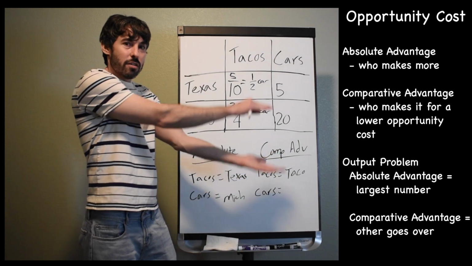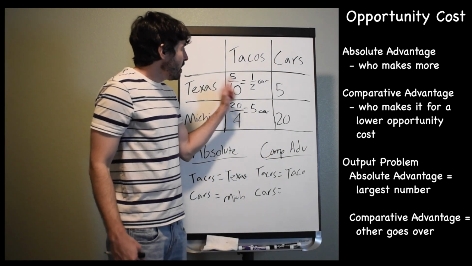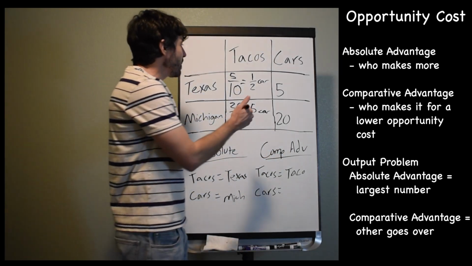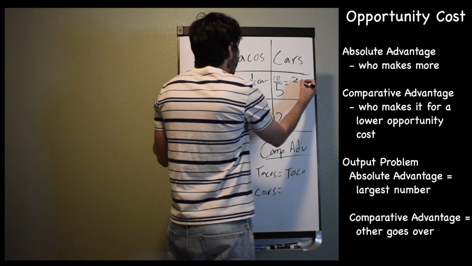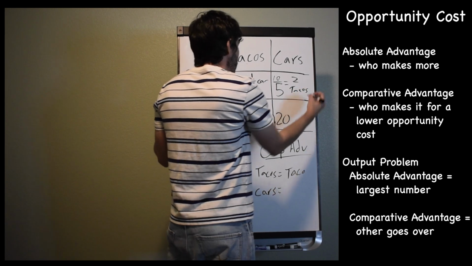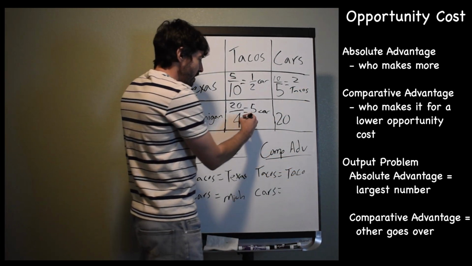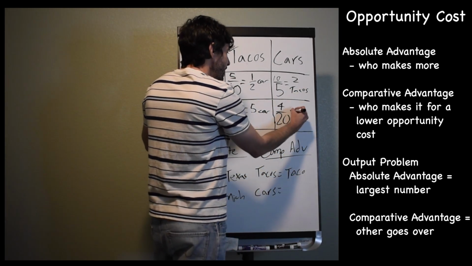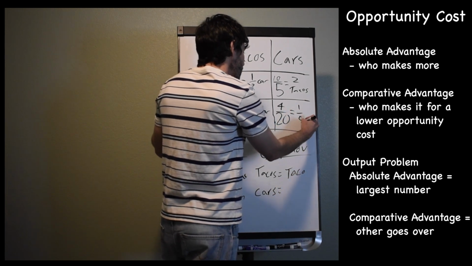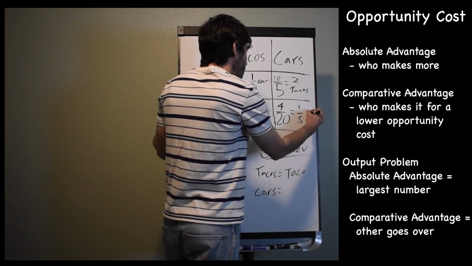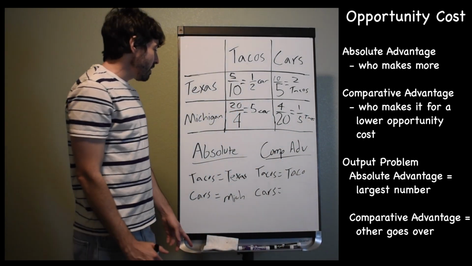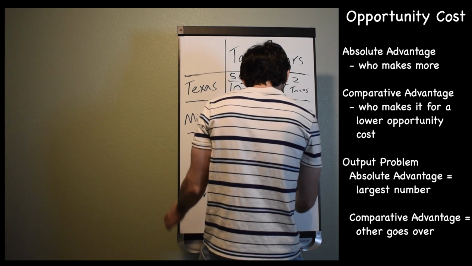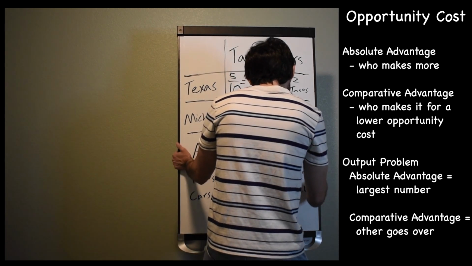Again, you just get out your little alligator, get your munch on. Now we have to figure out the opportunity cost for producing a car. Again, you take the other and put it over. 10 divided by 5 is 2 tacos. And then for Michigan, you take the other, 4 divided by 20, and that is 1/5 taco, unless I can't math. All right, and there we go. And that means that Michigan is going to be the better car producer.